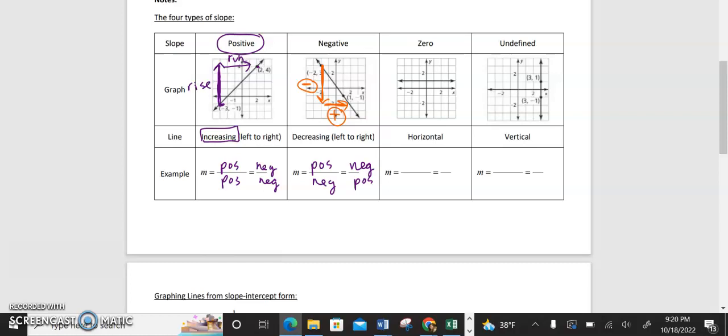Now we still have our two special lines. Horizontal lines have a slope of 0. We're actually going to write a 0 there. And when that happens, our rise is going to be 0, and we can have a positive or a negative number as our run. Again, look at what's happening. Here's a point, here's a point. We're not moving up or down at all. We're just moving to the right.